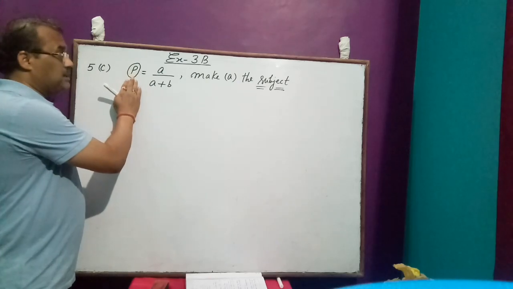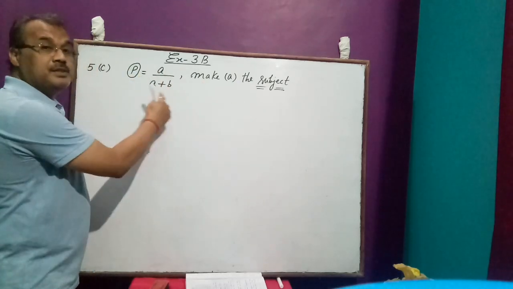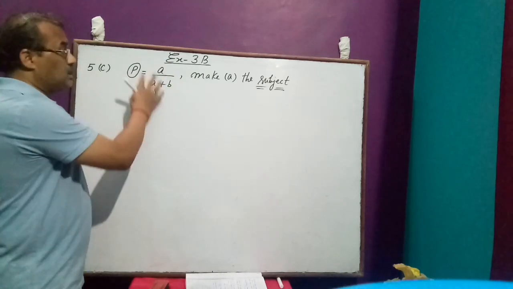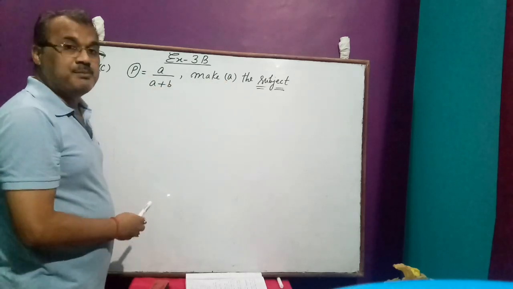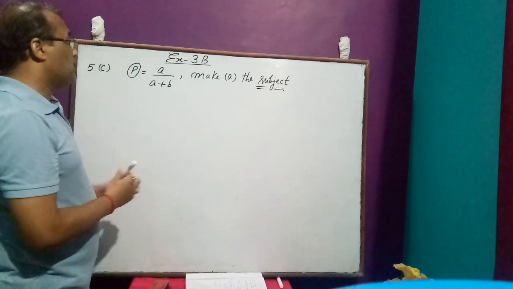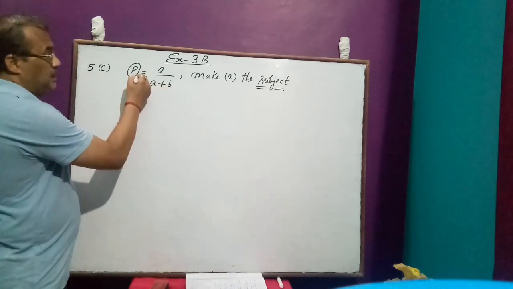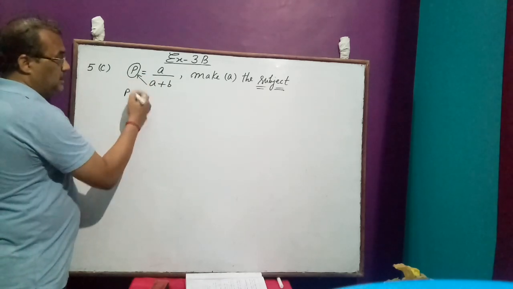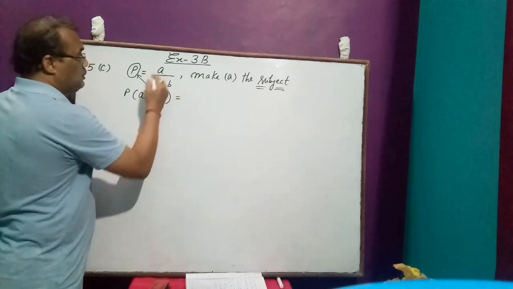So what is the subject here? P. And what we have to make the subject? This A. So we have to change this formula in such a way that A becomes the subject. Let us see how to do it. First, A plus B we cross multiply with P. So P multiplied in A plus B is equal to A.